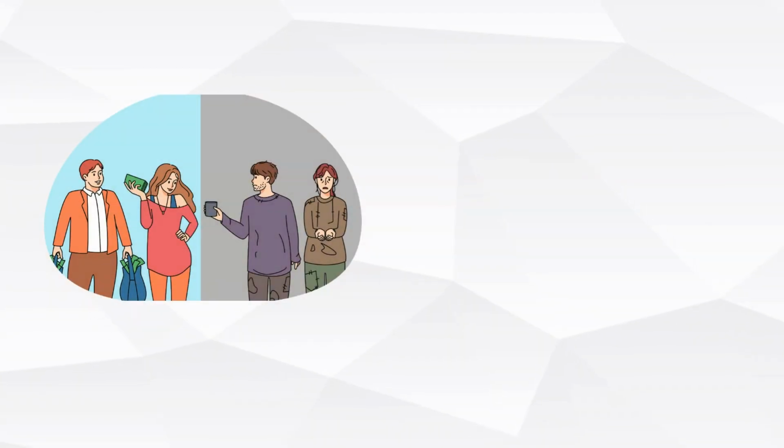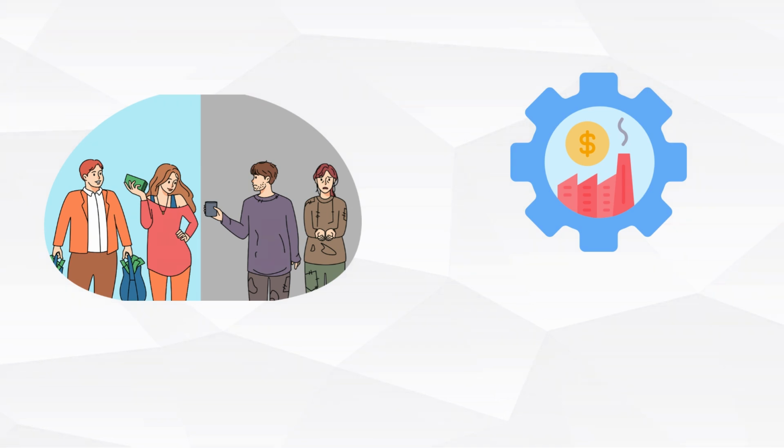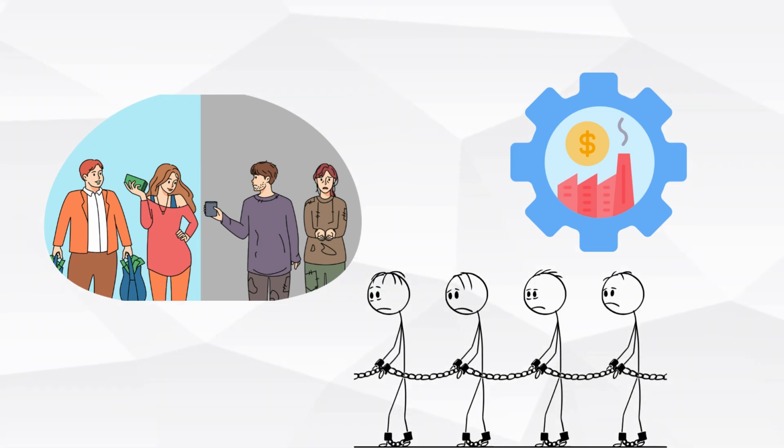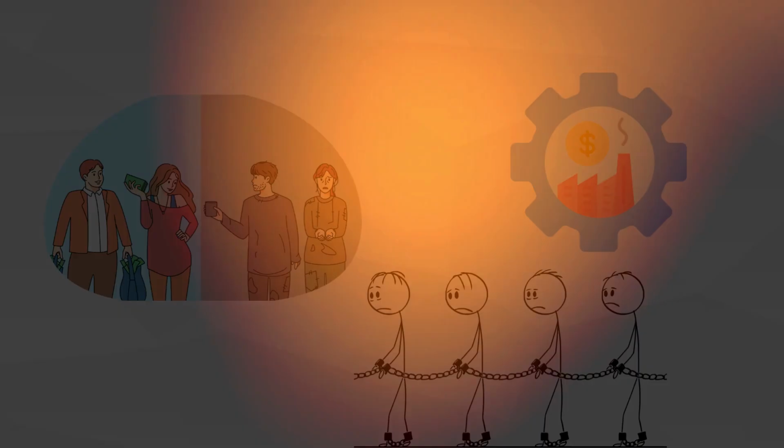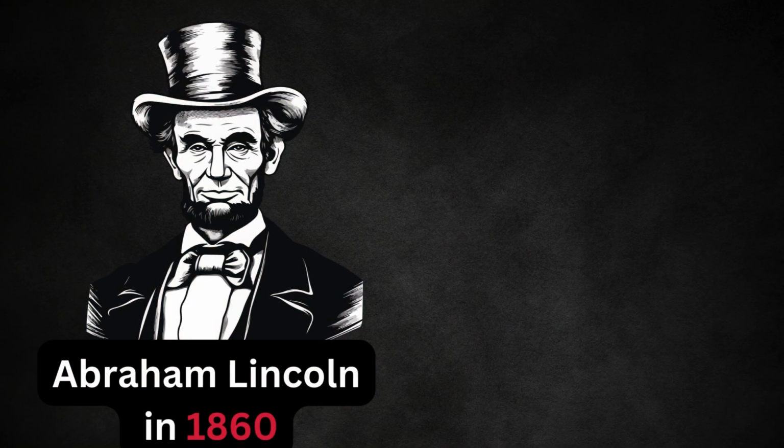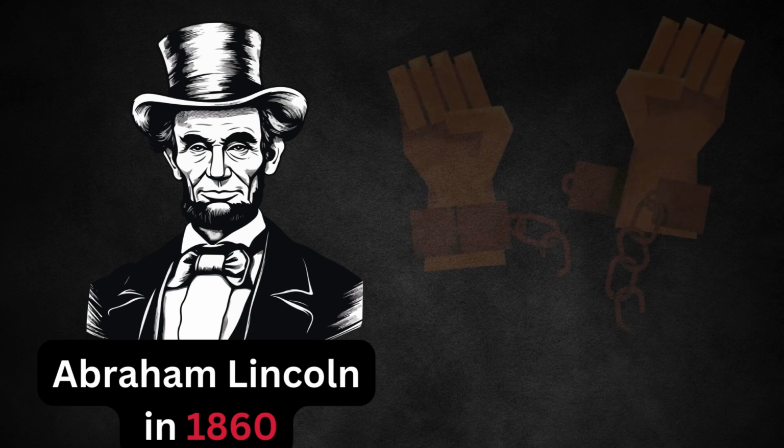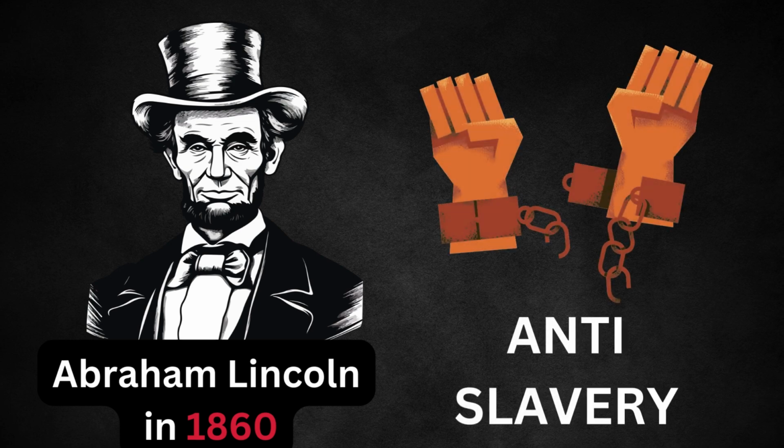Third, economic differences. The North had a more industrial economy, while the South depended on agriculture and slavery. These economic differences created political tension. Finally, political conflicts. The election of Abraham Lincoln in 1860, who was seen as anti-slavery, led to Southern states fearing the end of slavery. They began to secede from the Union.